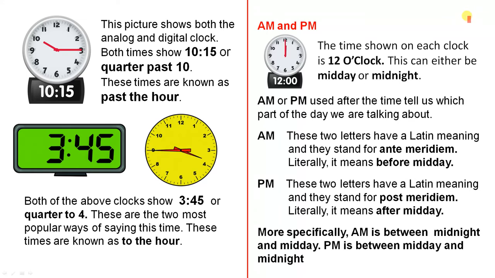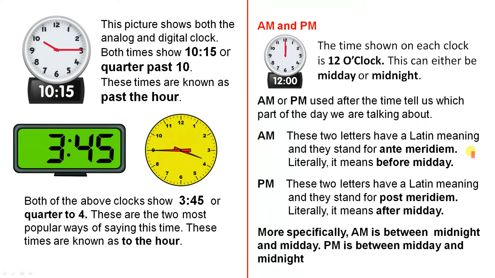AM and PM. The time shown on each clock is 12 o'clock. This can either be midday or midnight. AM or PM, used after the time, tell us which part of the day we are talking about.